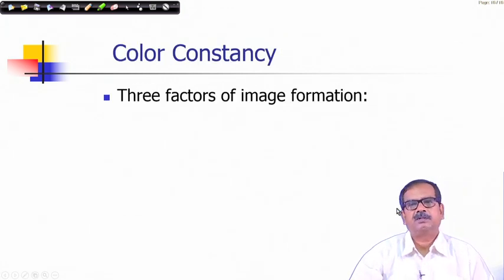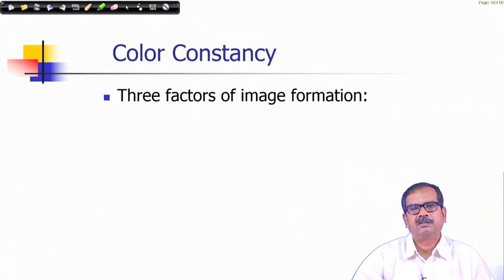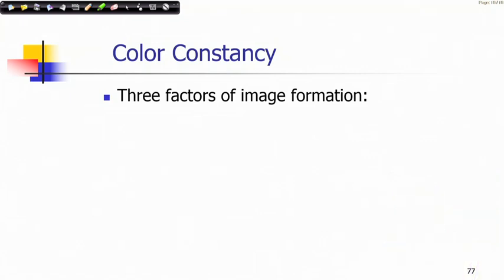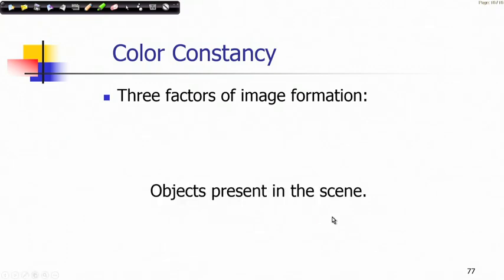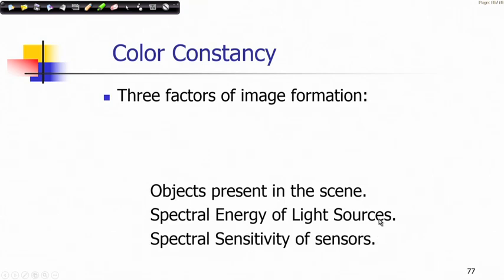So, now we discuss the computation of color constancy. We see that there are three factors of image formation, for producing the sensory information from the energies of the environment, which is reflected from a surface point. These factors are the objects present in the scene, then the spectral energy of the light source, that is the spectral power distribution, and then the spectral sensitivity of sensors.